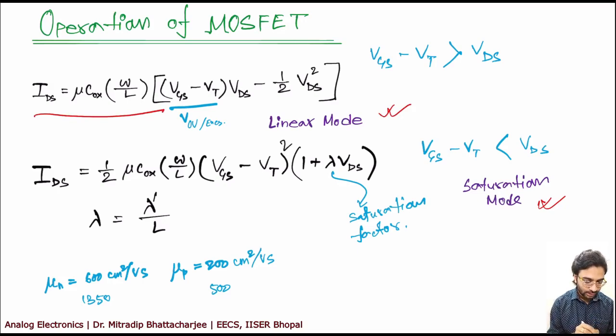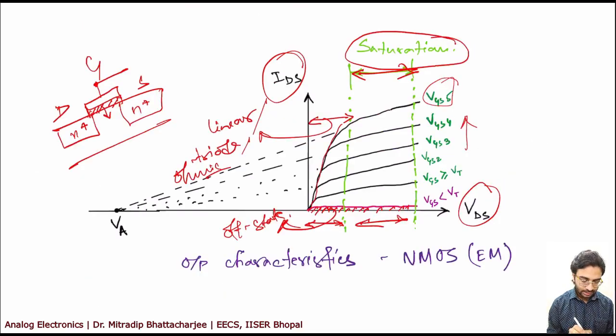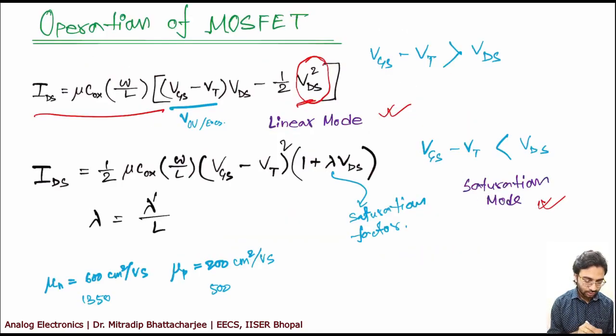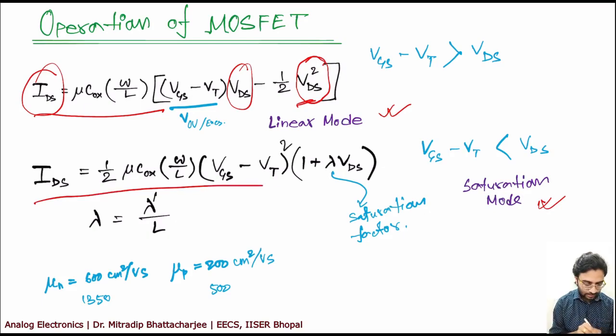This is the expression in linear mode. This VDS square term can be neglected because it is very small. When VDS is very small, this is the linear region, right? So this can be neglected, and you will find that IDS has a linear relationship with VDS. And in saturation, this is the expression.